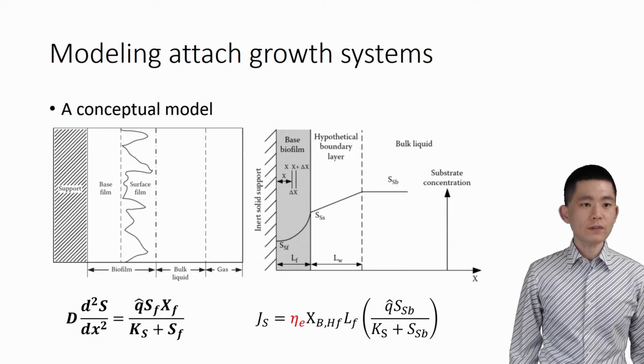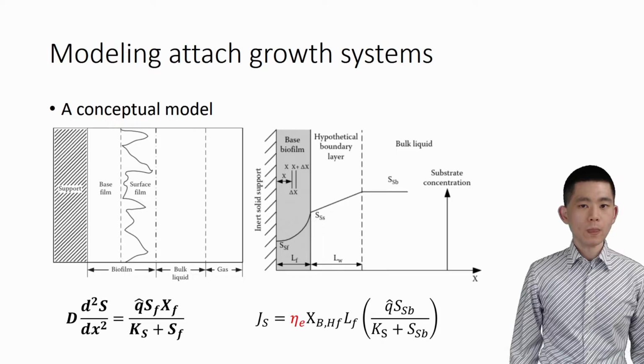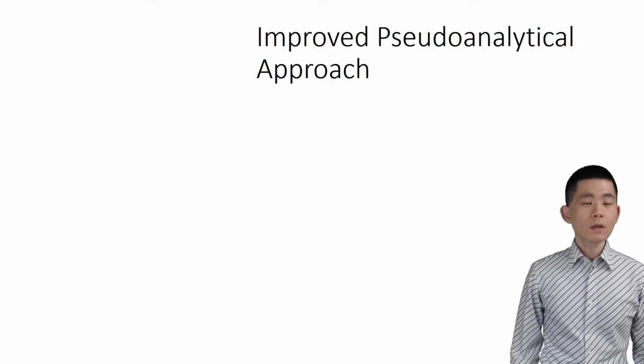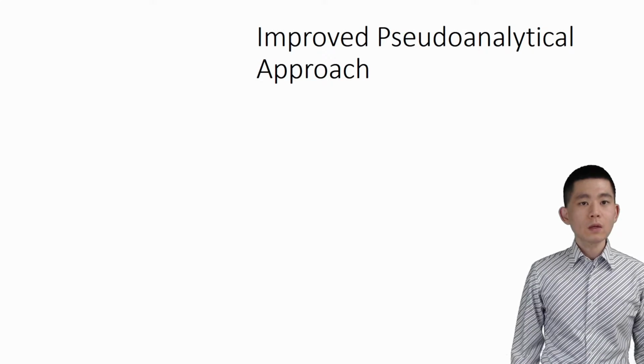Although the effectiveness factor approach makes it easy to model one substrate degraded by one biomass, it still has a lot of limitations. The most prominent of which is that the biofilm thickness needs to be assumed, adding uncertainty to the modeling results. To achieve a better estimation of attached growth reactor performance, we can use the pseudo-analytical approach.